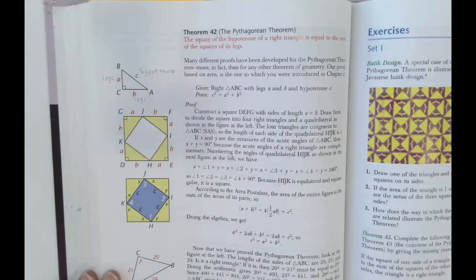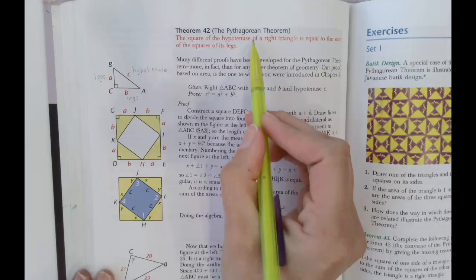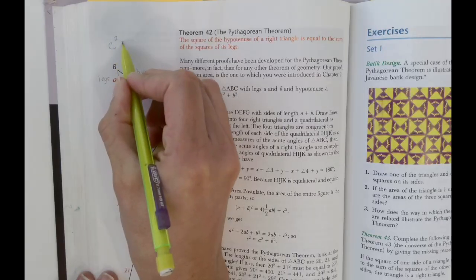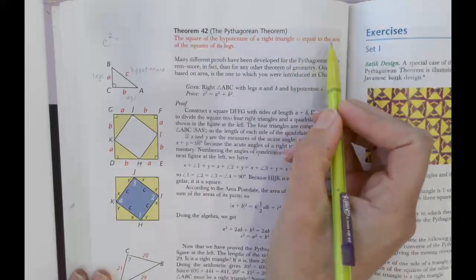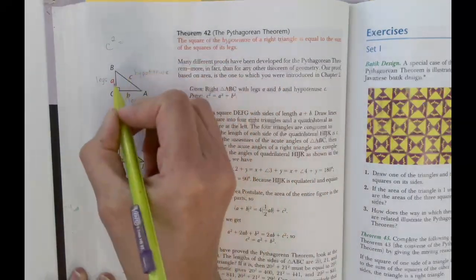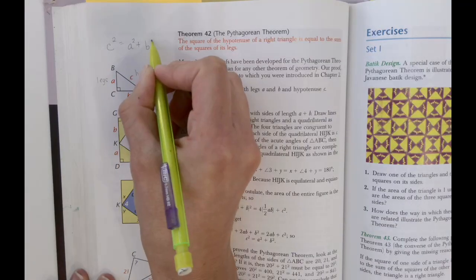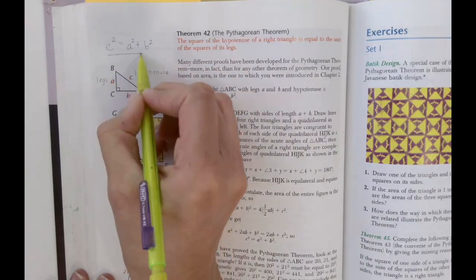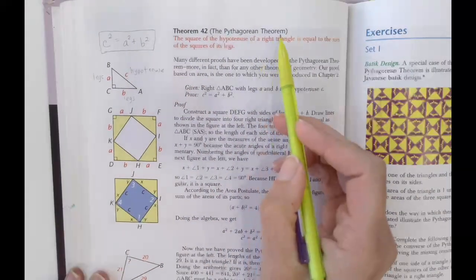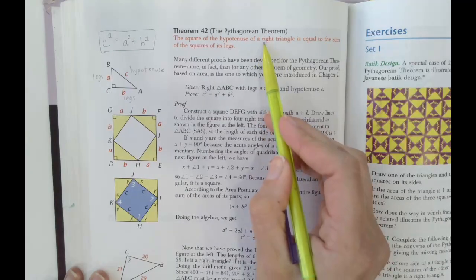Hypotenuse. And so it's saying that the square of the hypotenuse is equal to, so this hypotenuse is C squared, is equal to the sum of the squares of its legs. So it's equal to one leg squared plus the other leg squared. This is your Pythagorean formula, and this is your Pythagorean theorem written in words. So these all have to do with a right triangle.